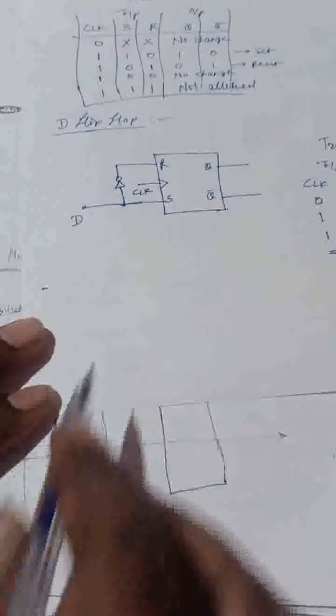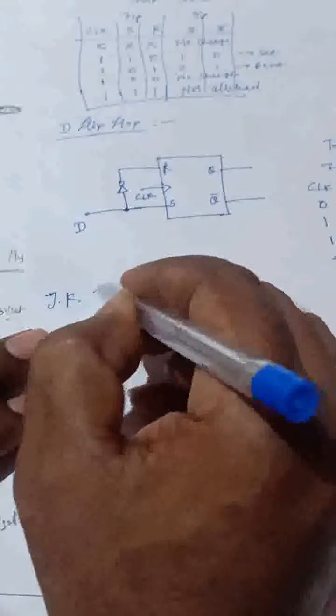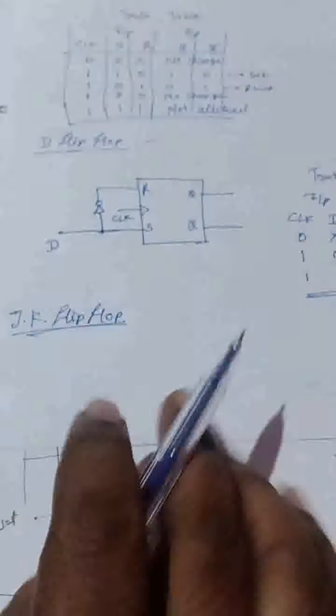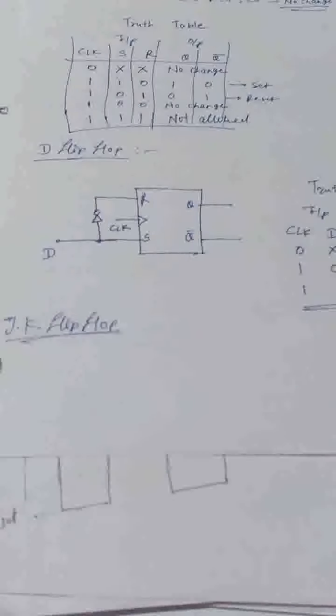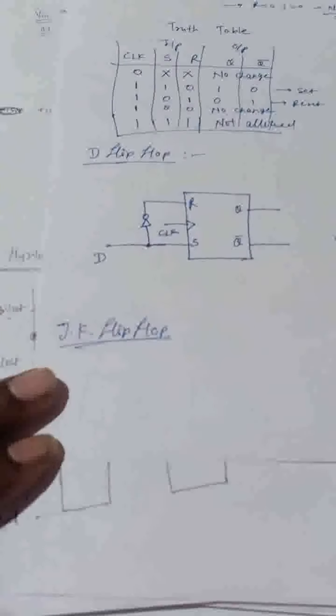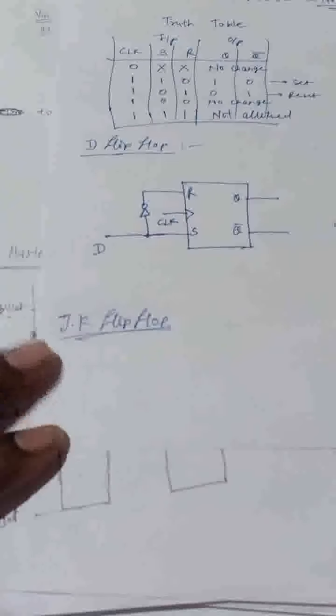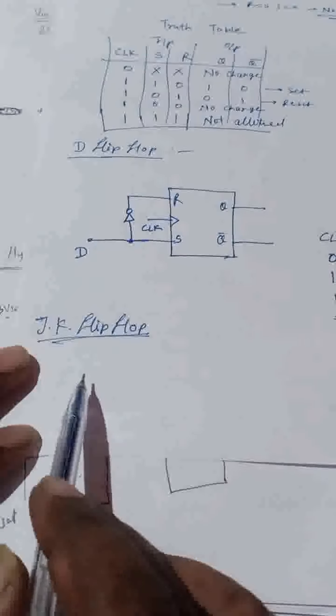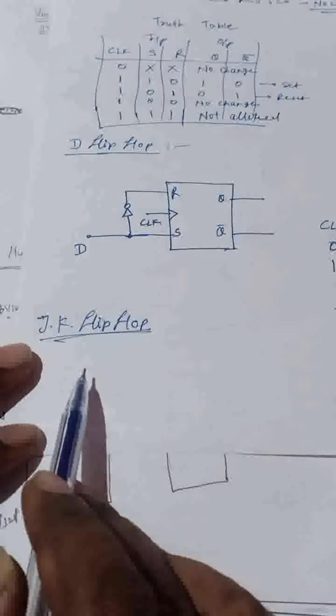Then the next one is a JK flip-flop. Here J stands for Johnson, so it is known as the Johnson flip-flop. J for Johnson.